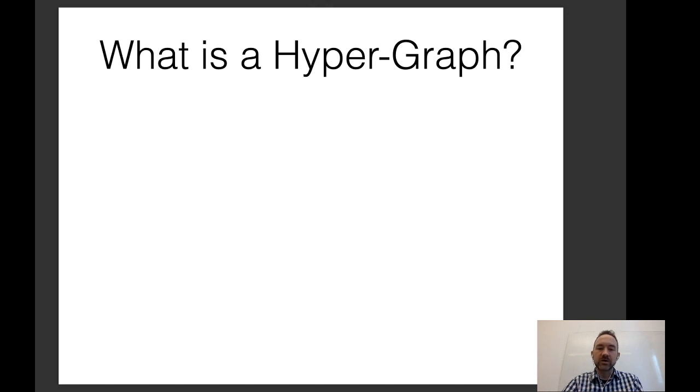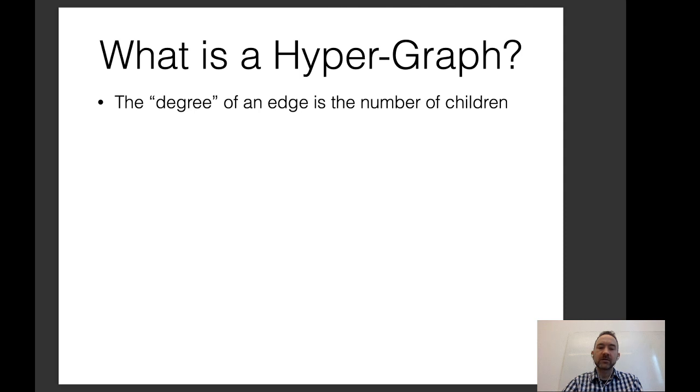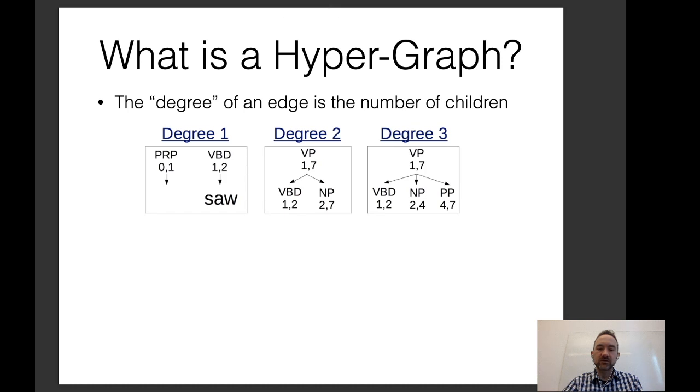So what is a hypergraph? A hypergraph is basically a generalization of a graph structure. And the degree of an edge in a graph is essentially its number of children. So for example, we might have a degree 1 where we have a preposition. Sorry, my slide is broken. This should be like with or something like that, or I, sorry. And here, this would be saw.